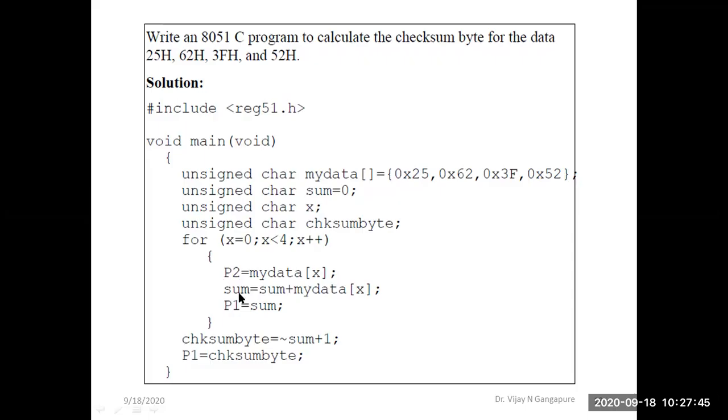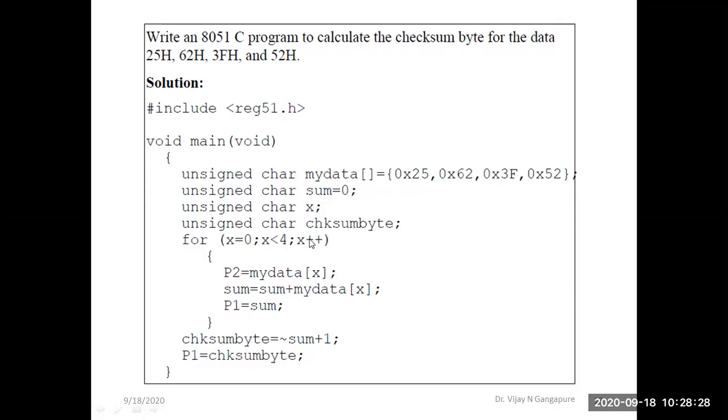Then sum = sum + mydata[x]; This means we are adding mydata[x] to sum, and x is 0, so we are adding the first element into sum. Initially sum is 0, so 0 will get added with 0x25, so sum will be 0x25, and that will be stored again in variable sum. Next, P1 = sum; On port 1 I am displaying that sum, so when this third statement is executed, 0x25 will get displayed on port 1.